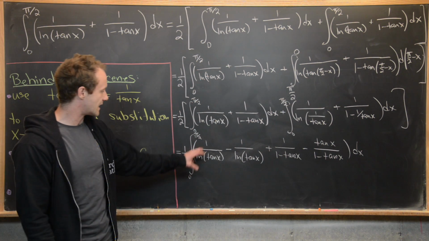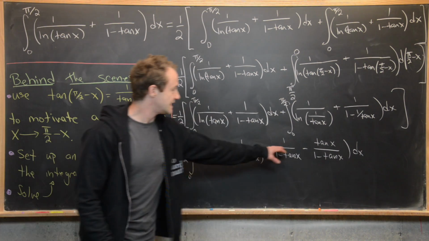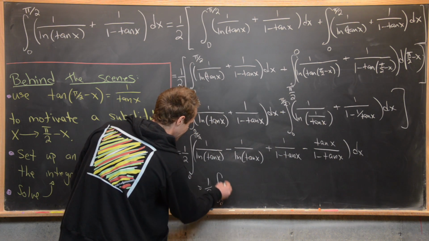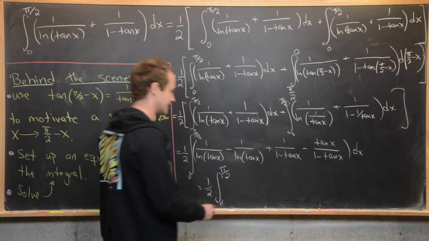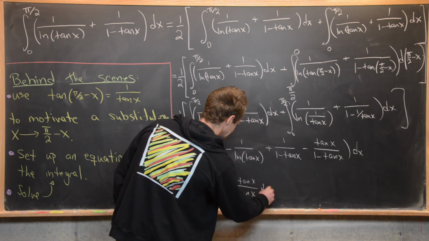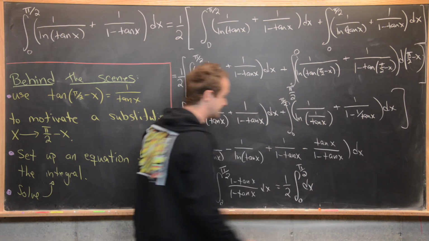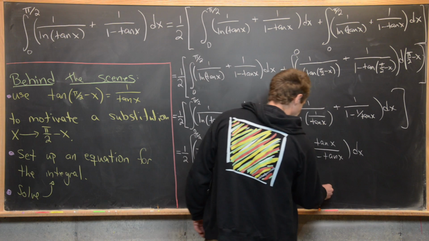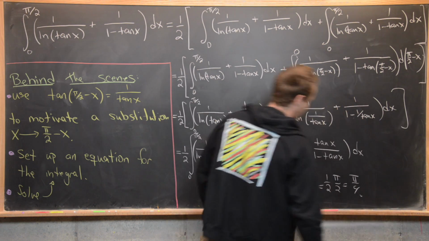Okay, so now let's see what we've got. This 1 over natural log of tangent will cancel with this 1 over natural log of tangent. And then these two things add up to 1. So let's just write that out. So we've got 1/2, the integral from 0 to pi over 2. That cancels. I'll just let that cancel down to 0. And then we've got 1 minus tangent x over 1 minus tangent x dx, but that's just going to be 1/2 the integral from 0 to pi over 2 of dx, the integral of the function 1 dx. But now notice that that's just going to be 1/2 times pi over 2, which gives us pi over 4.